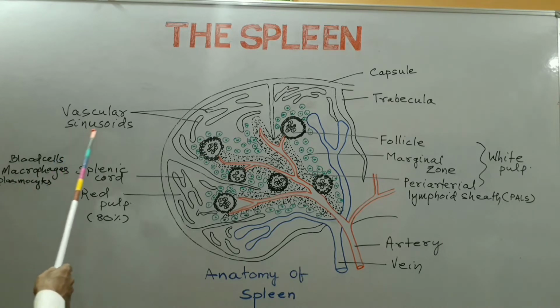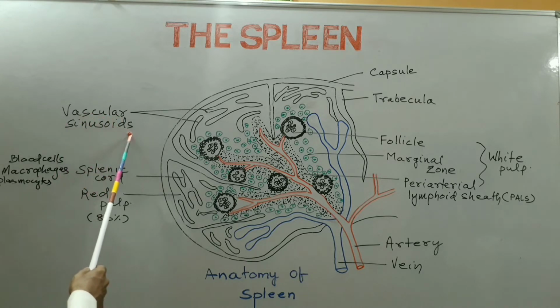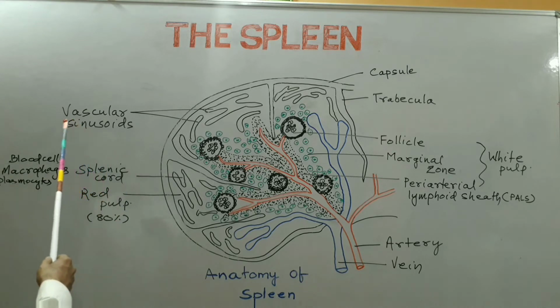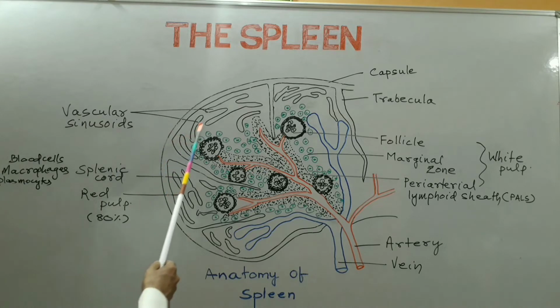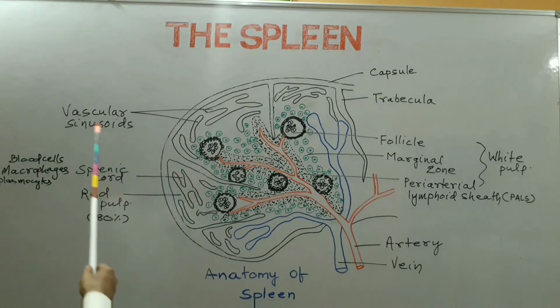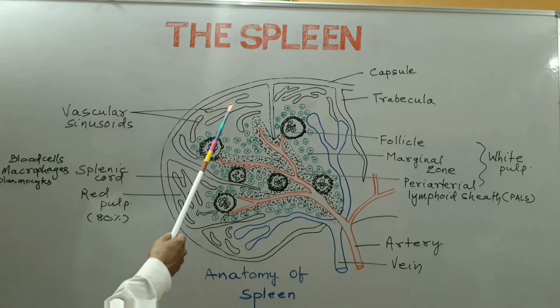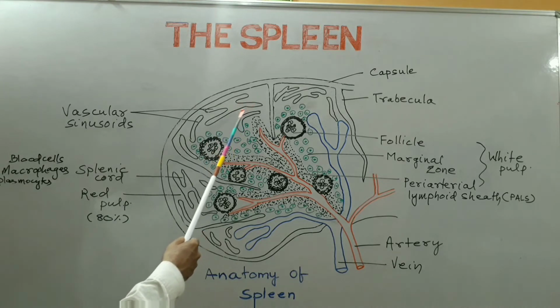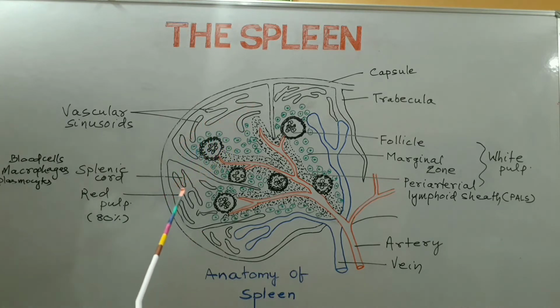The other component is the vascular sinusoids. The vascular sinusoids are blood-filled spaces, and the splenic cords appear as stripes. The blood flows slowly through the vascular sinusoids, where it becomes exposed to macrophages from the splenic cords. So the red pulp acts as a filter for removing toxins from the blood before it enters the systemic circulation.